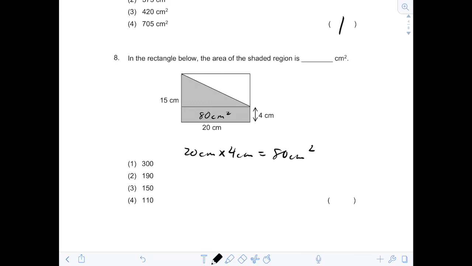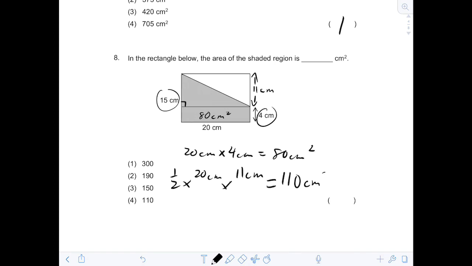And the top, since you have 15 over here, and you got 4 here, this one therefore has to be 11 cm, because you're just minusing off. So you got the base here is 20 cm, you know the height is 11 cm, they make a right angle here. Therefore, the area of the triangle has to be half times the base, which is 20 cm, multiplied by the height, which is 11 cm that you just found out. So here you get a new area, which is 110 square cm. Then now you add these two together, you get 190. Okay, answer should be 2.